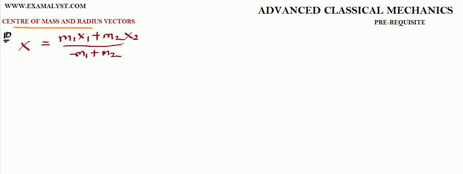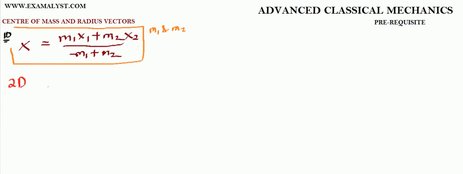So this actually tells you where the center of mass of a system of objects is in 1D, and this system contains two masses only, m1 and m2, and you can easily extend it to a system of many masses. It's very easy. Now let us discuss the 2D case. What will be the formula in 2D?